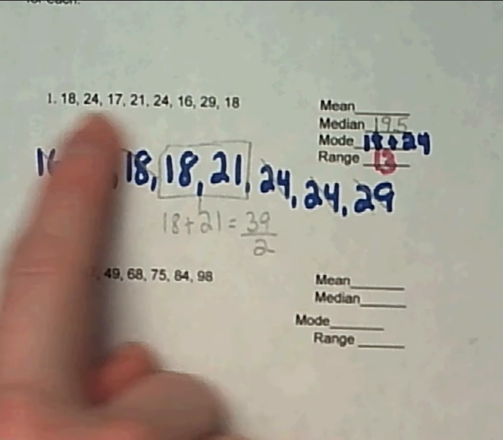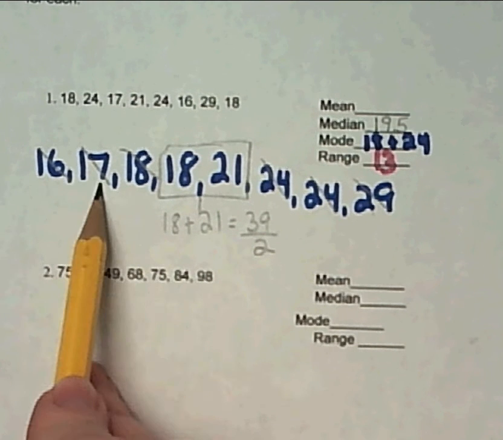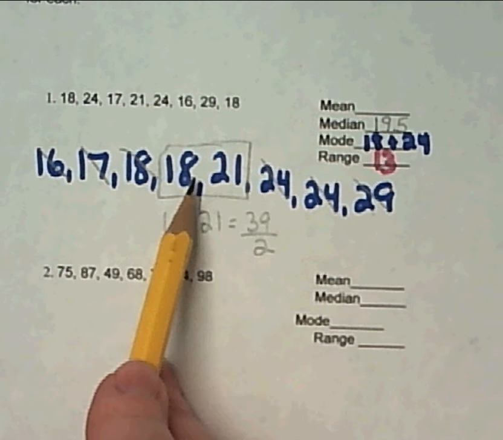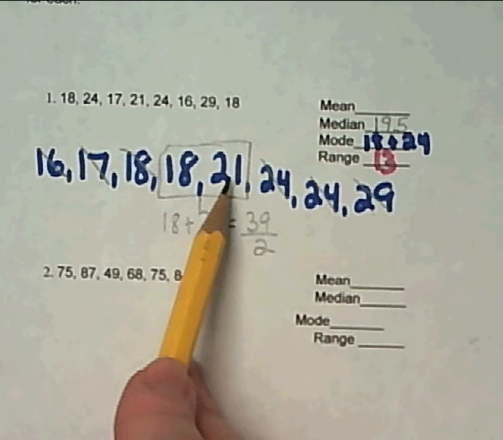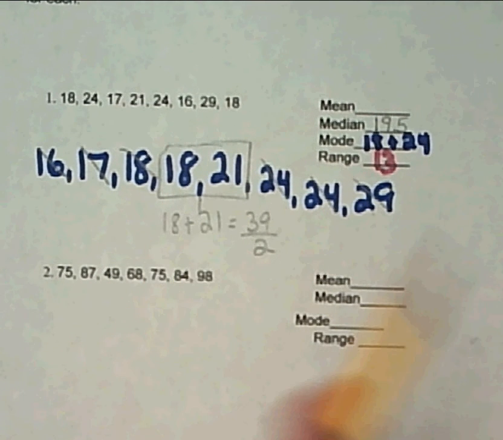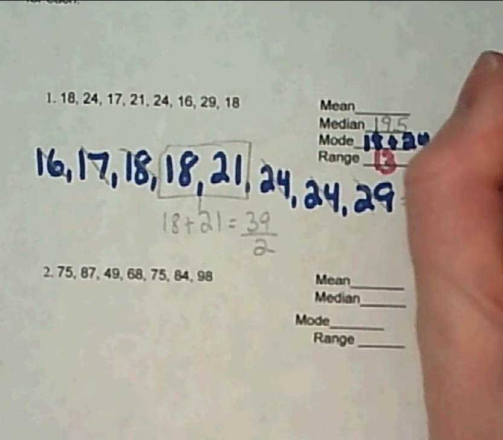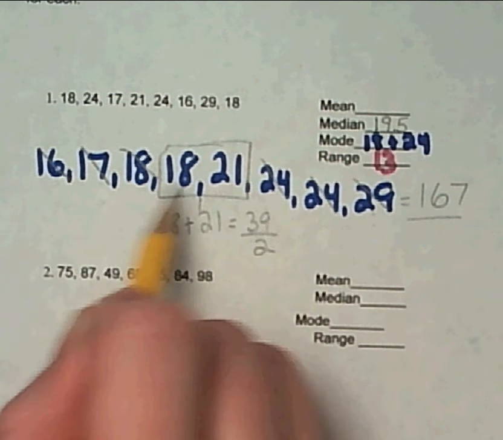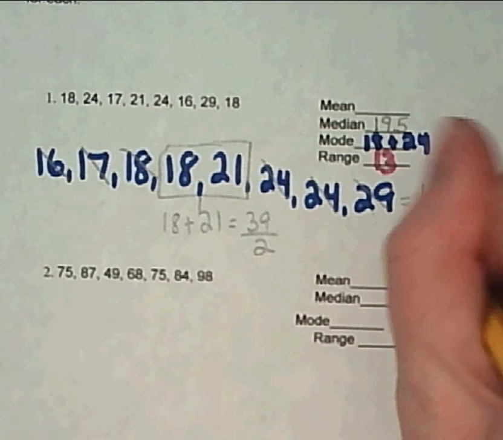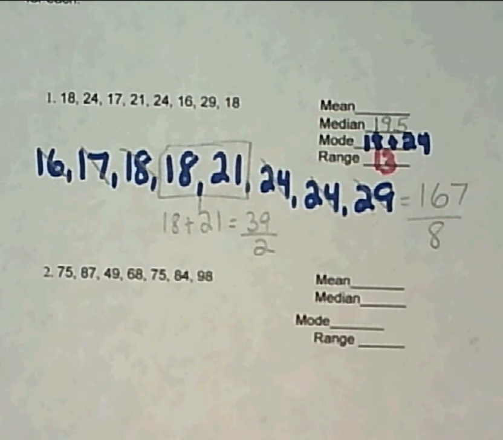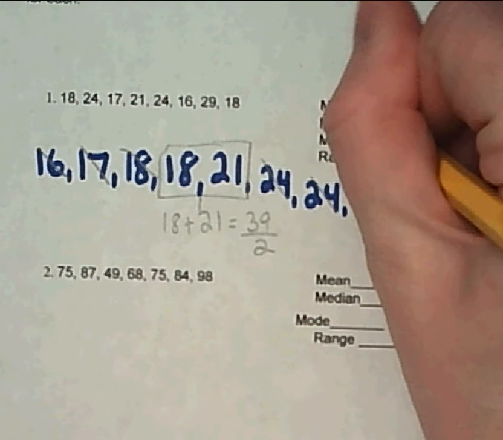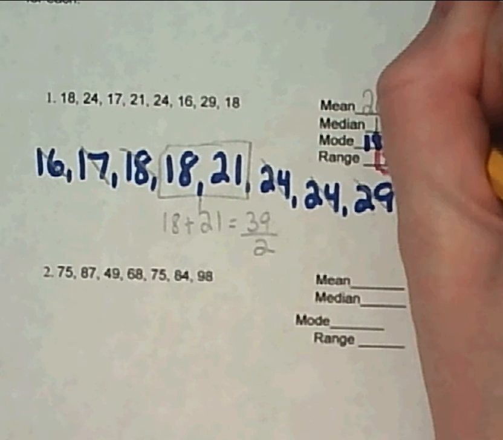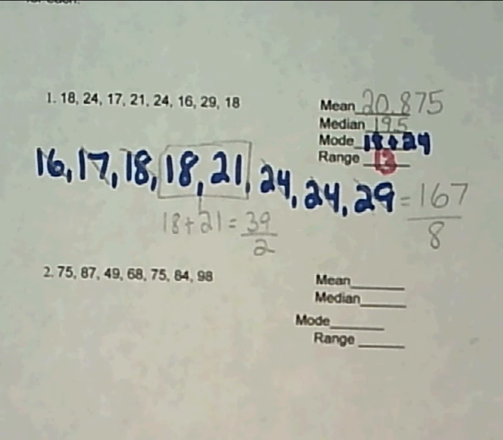Okay, so we can add up all our numbers. We want to add 16 plus 17 plus 18 plus 18 plus 21 plus 24 plus 24 plus 29. When we add them all up, we actually get 167. So we want to divide by how many numbers there are, which are 1, 2, 3, 4, 5, 6, 7, 8. So 167 divided by 8 would make our average 20.875.